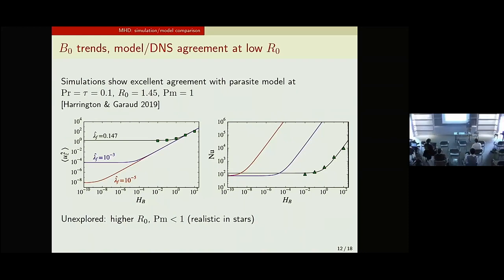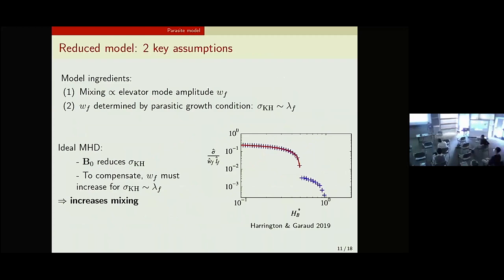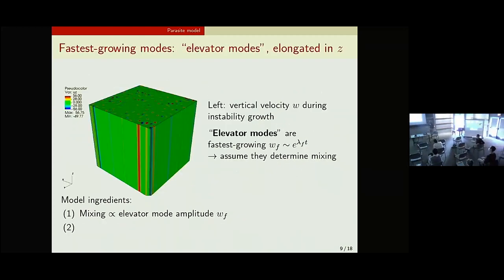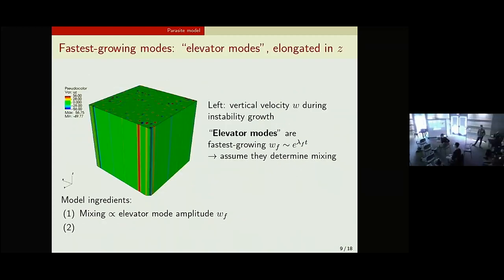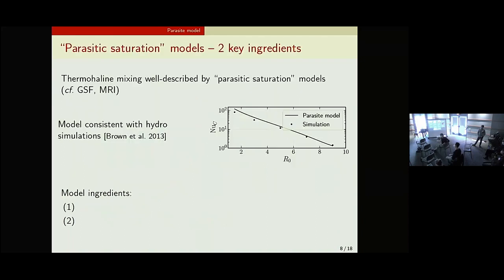So I have a question about these elevator modes. If I understand correctly, they're an artifact of your periodic boundary conditions. The real system isn't periodic and so can't have exactly this kind of mode. Do you have any concerns that a real system saturation of those modes would look different, and so the saturation of the instability in the mixing would look different?